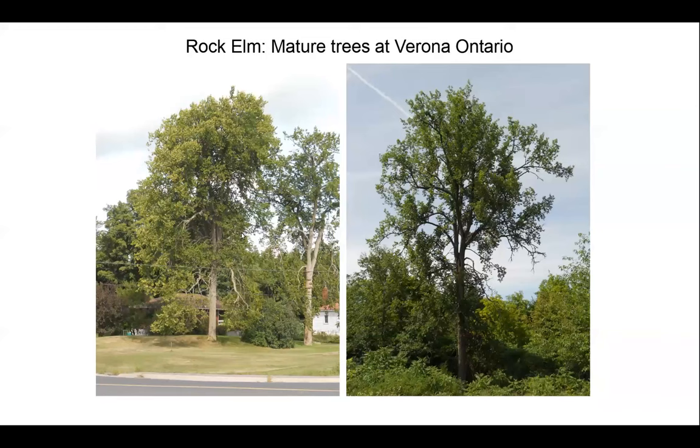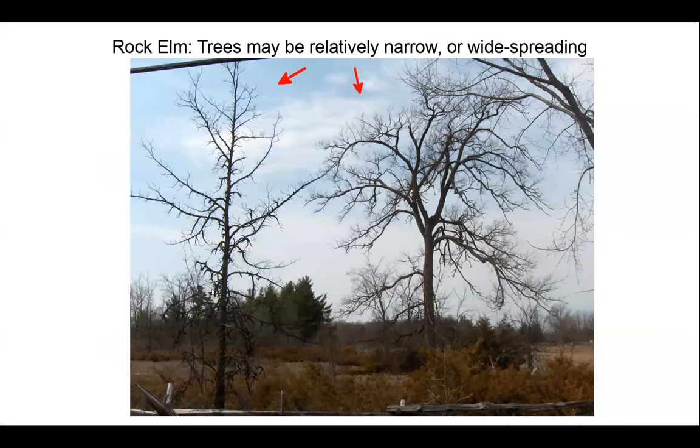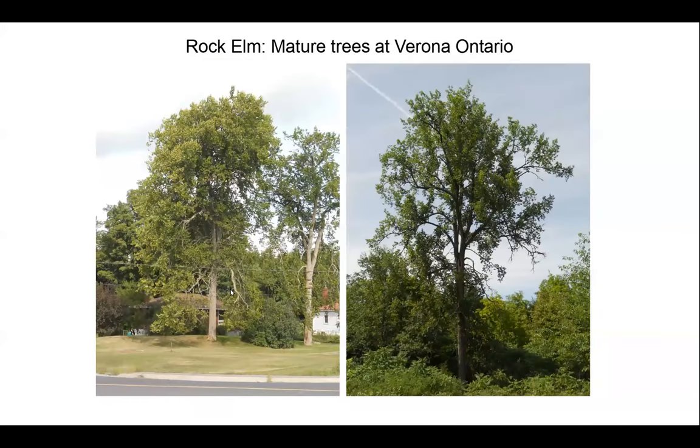This is Verona, Ontario, near Kingston. See the lower retention of branches here. Branches are very rugged looking on both these trees. Also, this one was in a conservation area at Verona. These are typical mature rock elms, and very rugged, in the style of bur oak, I'd say.